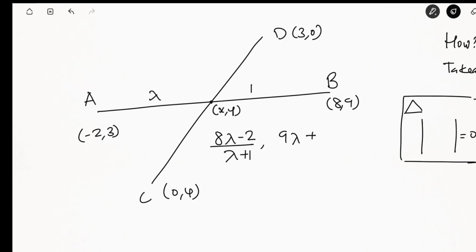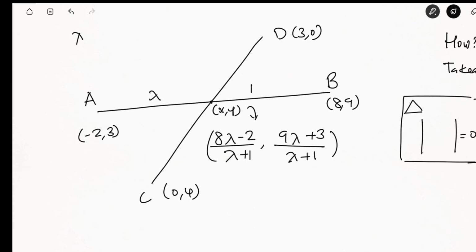This side will be 3 over lambda plus 1. We now know this point, and this has to lie on this line segment. Ultimately what we have to find is lambda, right? And at what ratio this line is dividing AB. The question could have been in reverse way also: at what ratio AB is dividing this segment?